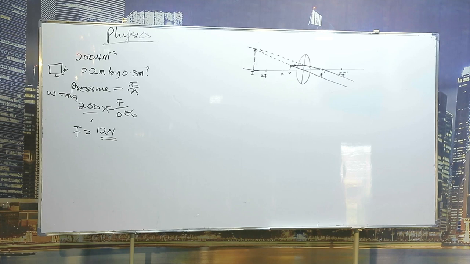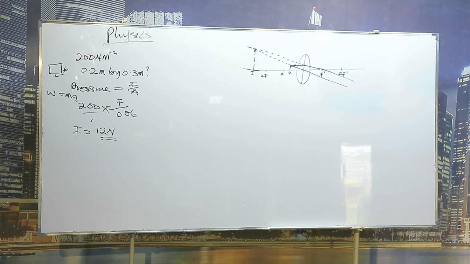Look at the question again. To achieve the aim of a simple microscope, the object position must be: A, less than the focal length; B, more than the focal length; C, equal to the focal length; D, at infinity. Less than the focal length.